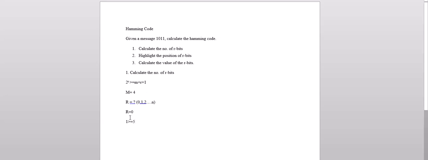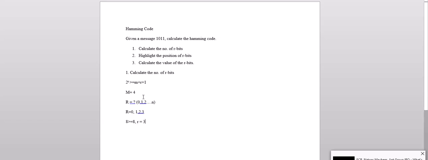Now you keep on testing: R equals 0, R equals 1, R equals 2. You'll find that the point at which the formula holds is when R equals 3. At that instance, on the left hand side we have 8 being greater than or equal to 8. 2 raised to R, with R being 3, is 8, and on the right hand side we have M, which is 4, plus 3, that is 7, plus 1, which is 8. So that's the point where it holds, and our R is 3.